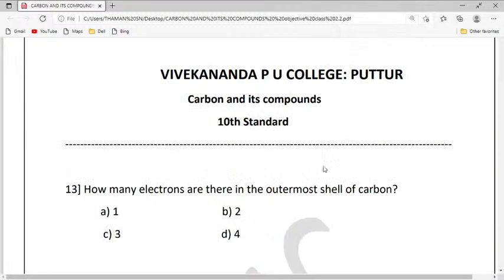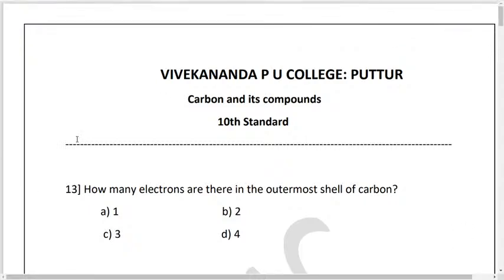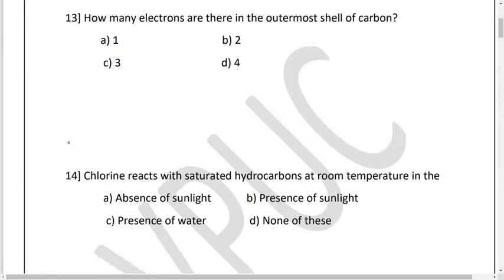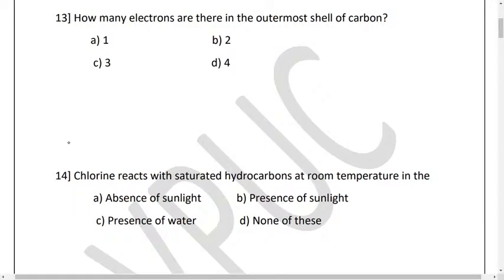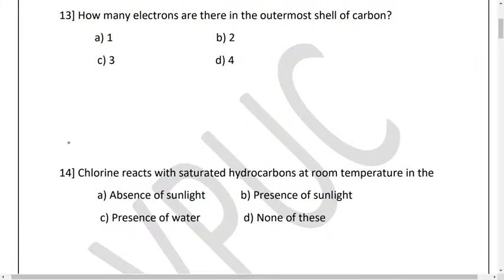You can see here the given question, question number 13, is: how many electrons are there in the outermost shell of carbon? Dear students, the given options are option A 1, option B 2, option C 3, option D 4. We know that carbon belongs to group 14 with the atomic number 6. Okay, the atomic number of carbon is 6.